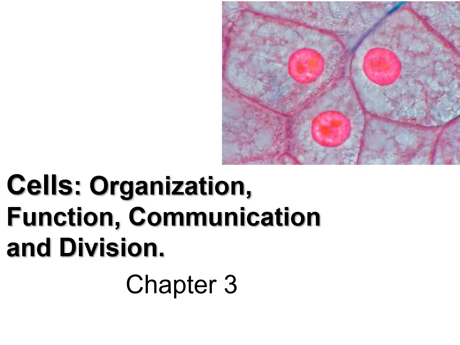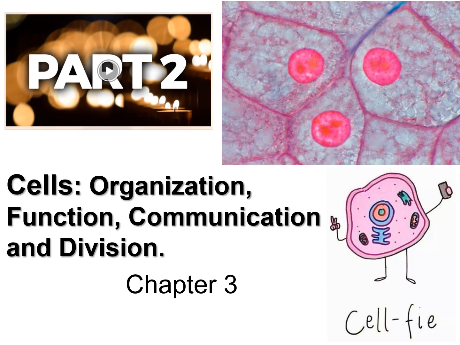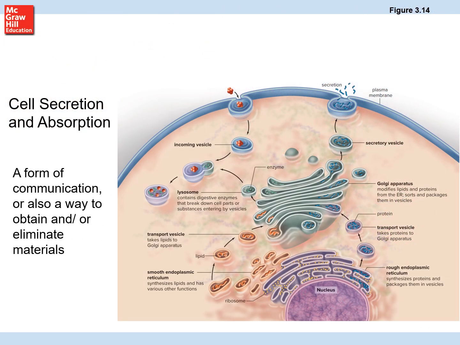All right, we're back with part 2 here of cell organization, function, and so forth in chapter 3. Let's pick up where we left off. In the previous installment of this chapter, we had talked about membrane transport in terms of simple diffusion, facilitated diffusion, active transport, and then a little bit of a variant, facilitated osmosis. It requires protein for it to really be physiologically meaningful.